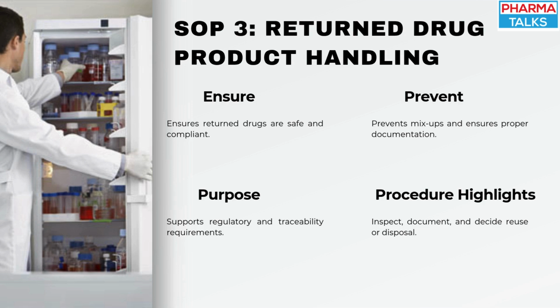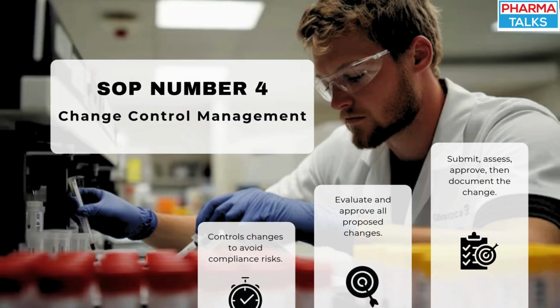It also defines the criteria for determining whether return products can be reprocessed or must be destroyed, following specific regulations. The process includes thorough documentation to track each returned product throughout the process, ensuring traceability and compliance with quality standards. This SOP helps prevent potential contamination or mix-ups and ensures that any issues with returned products are properly investigated and addressed.